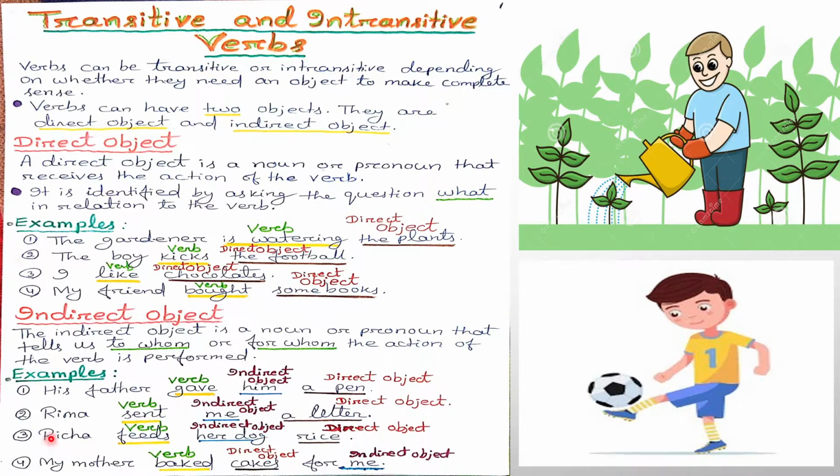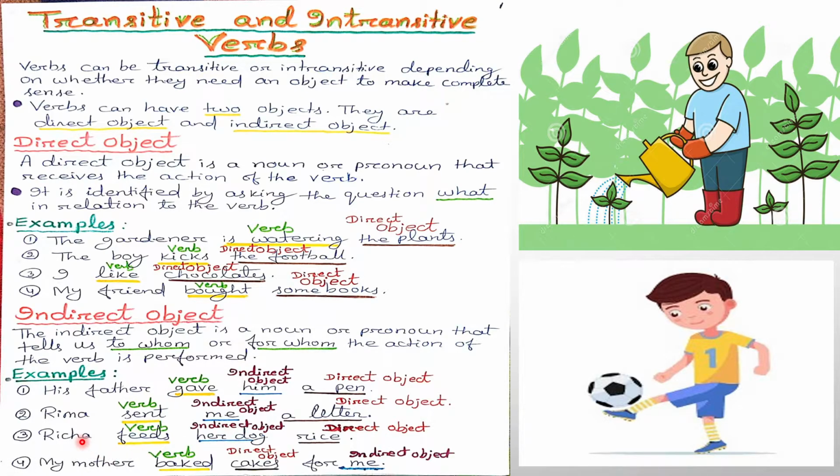Third example. Richa feeds her dog rice. What does Richa feed her dog? The answer is rice. Rice is your direct object. Whom does Richa feed rice? The answer is her dog. Her dog is your indirect object.